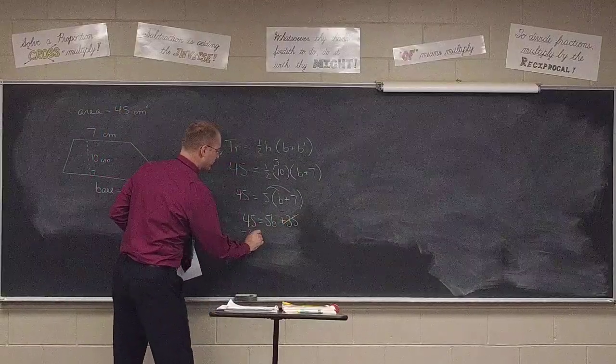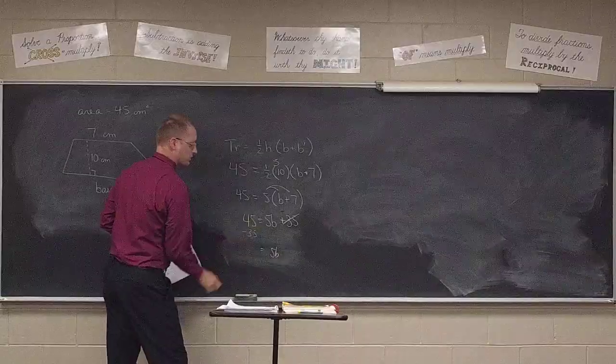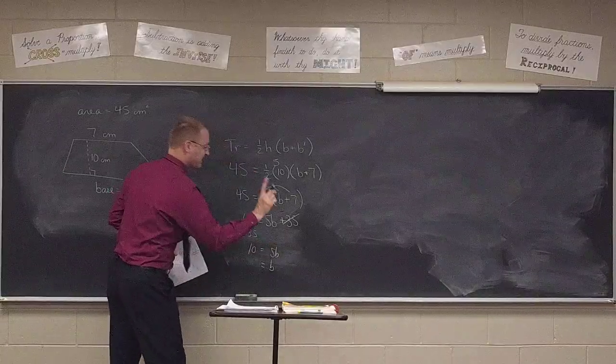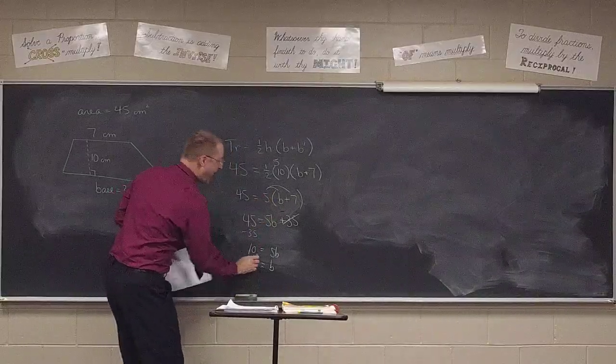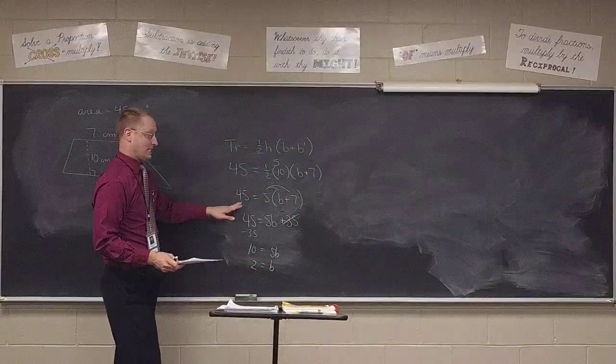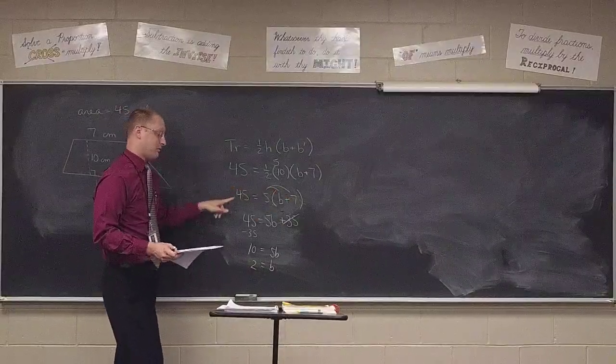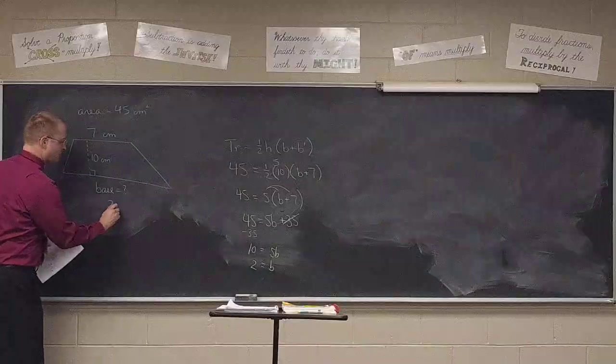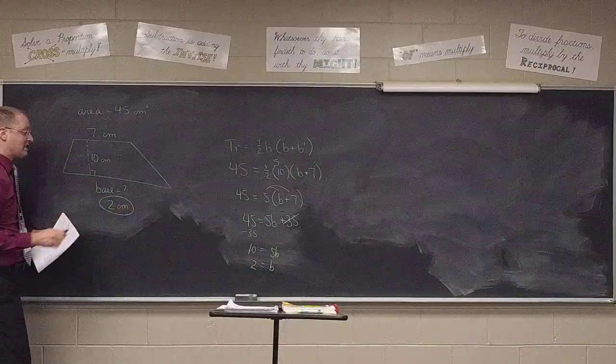Good, subtract the 35 away to get 5b equals 10, so that b equals 2. Had we divided away the 5, we'd get 9 equals b plus 7, and then subtract the 7 from the 9 to get b equals 2. So either way, 2 centimeters is the length of our base.